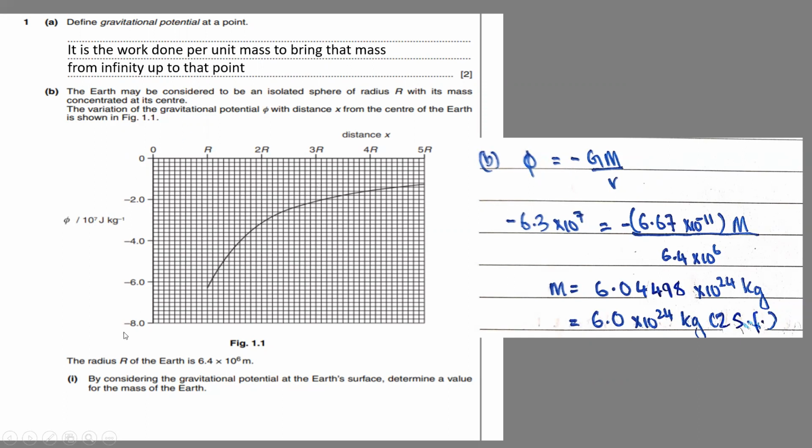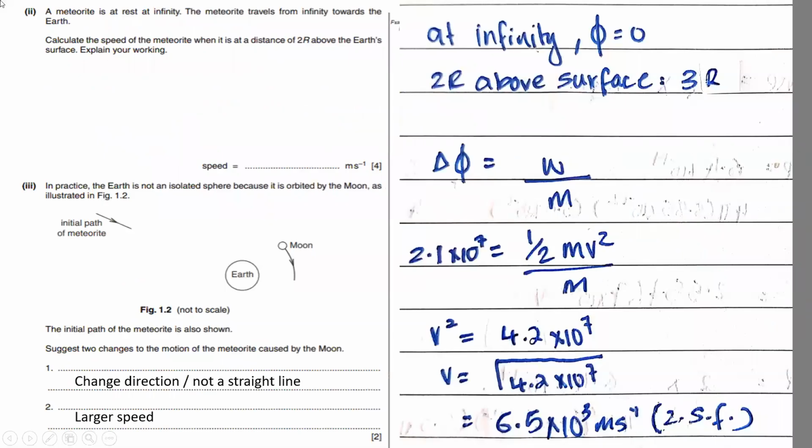So the question's asking, by considering the gravitational potential at the Earth's surface, which is when the distance is r, determine a value for the mass of the Earth. We've already done this in the previous question. So phi equals negative GM over r. Substituting values from the graph and from your data booklet, you can rearrange the formula to give you 6.0 times 10 to the power 24 kilograms and 2 SF, because all data points in the question are in 2 SF.